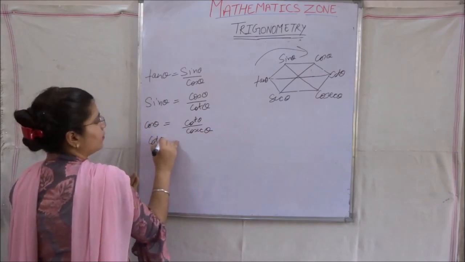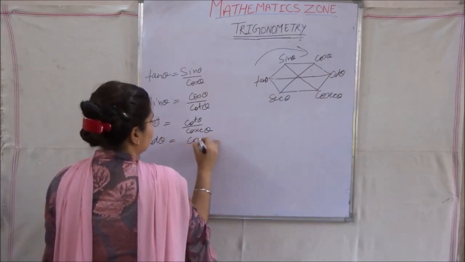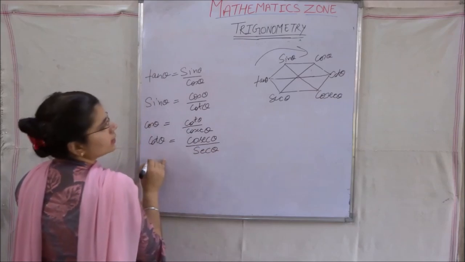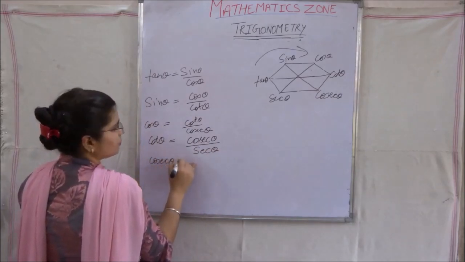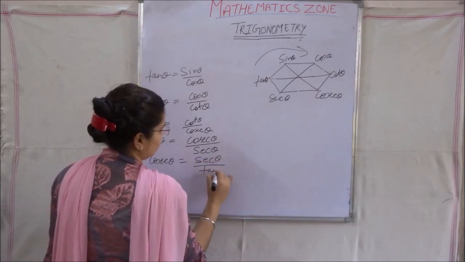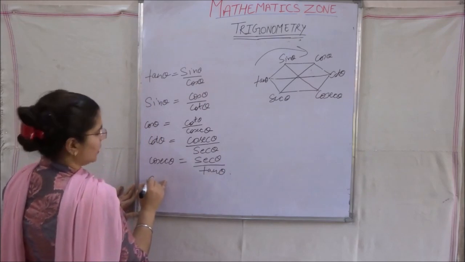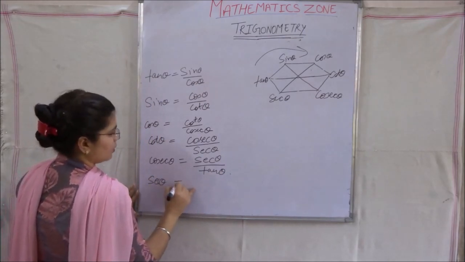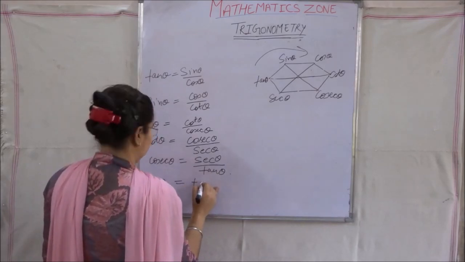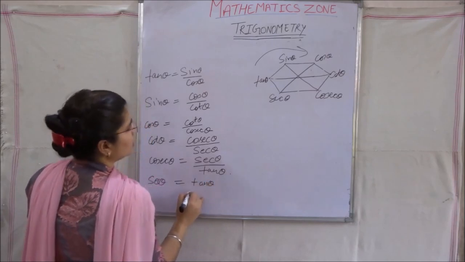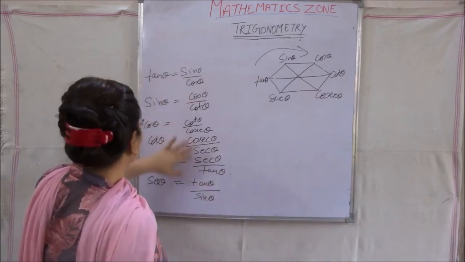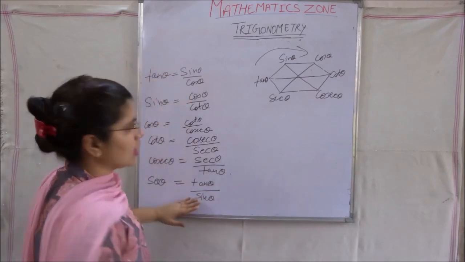Now cot theta that will be cosec theta upon sec theta. Now cosec theta that will be sec theta upon tan theta. Sec theta that will be tan theta over sin theta. So in this way we can derive the sec formula.